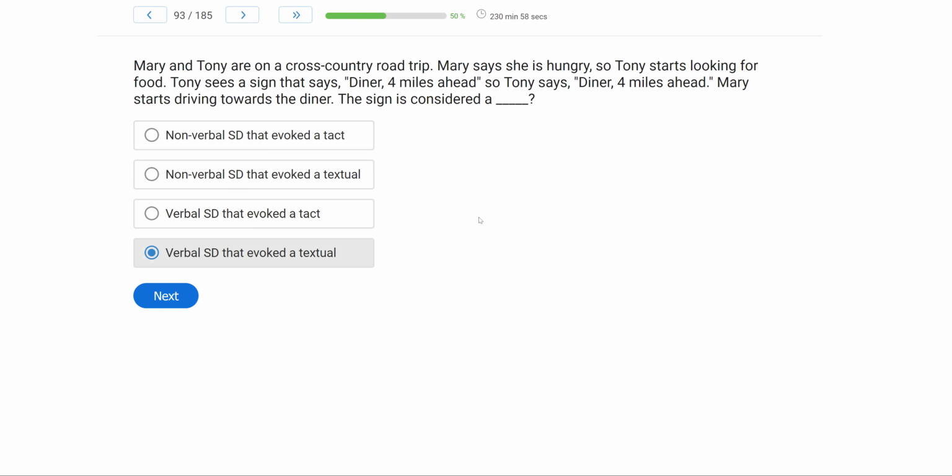The main things you want to know, the 4 main things for verbal behavior. What evokes the verbal behavior? What reinforces the verbal behavior? Does it have point-to-point correspondence? And does it have formal similarity? If you know those 4 things about our primary verbal operants, you should never miss one of these questions, because eventually you're going to rule out answer choices simply due to the fact that whatever evoked the verbal behavior was wrong. For instance, in this case, a verbal stimulus evoked the behavior. It can't be A and B, and it can't be a tact because the tact is evoked by a nonverbal SD. So the sign must be considered a verbal stimulus that evoked a textual.